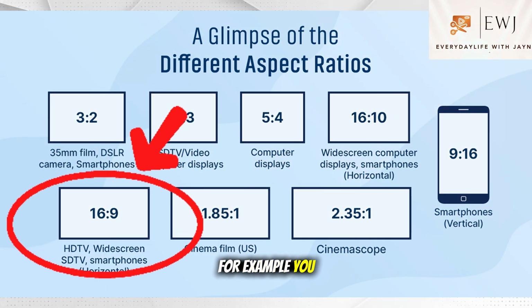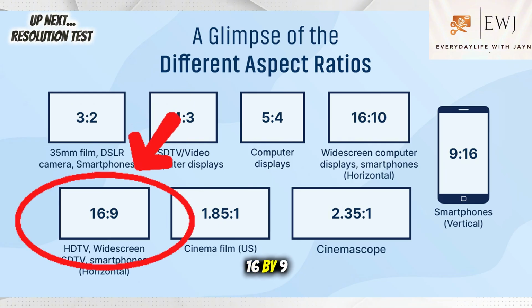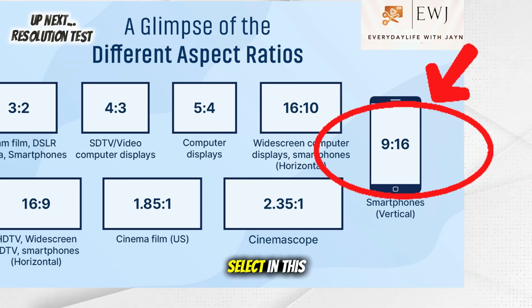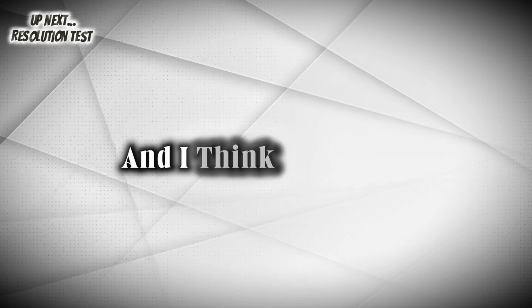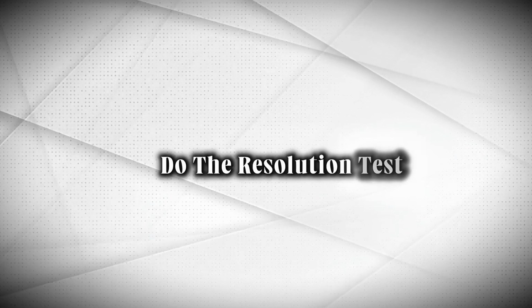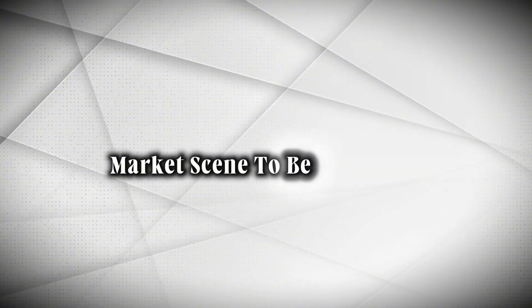For example, YouTube is an aspect ratio of 16:9, while we use a portrait aspect ratio of 9:16 for our mobile video generations, but you cannot select that in this platform. And I think that is something the platform should definitely work on. Now let's go ahead and do the resolution test as we wait for our cinematic market scene to be generated.